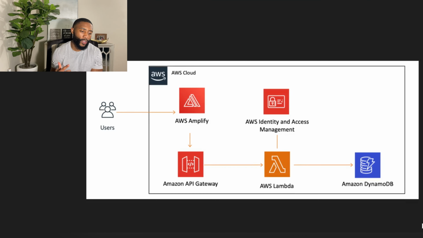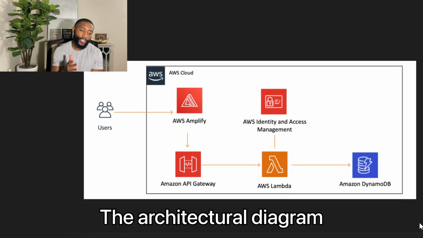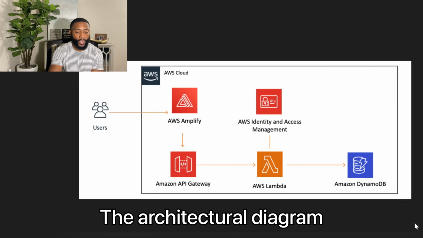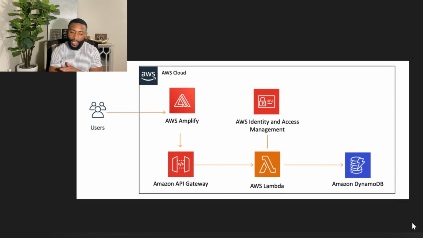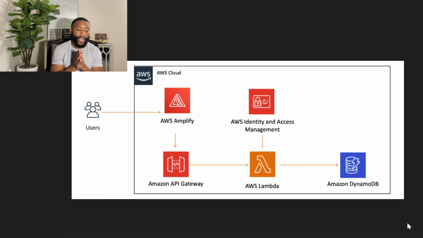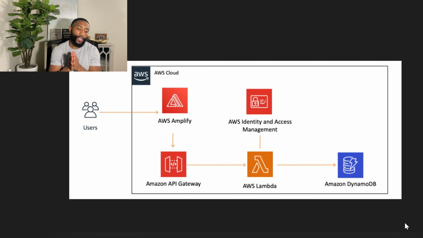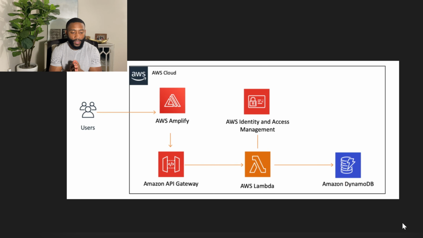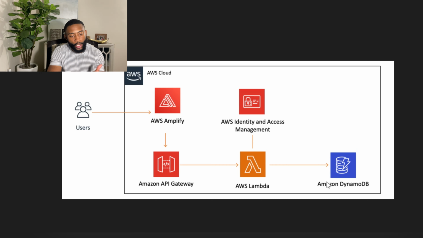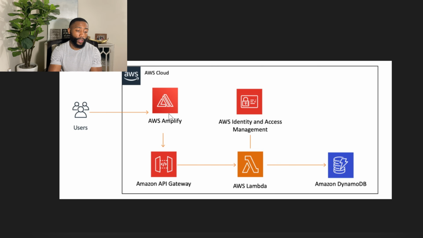All right, so the first thing I want to show you is the architectural diagram that we will use in order to build this very basic search engine, okay? As you can see, we're not using many services in the AWS console. We have AWS Amplify, Amazon API Gateway, AWS Identity and Access Management, AWS Lambda, and Amazon DynamoDB, okay? So I'm going to quickly go through it, and then we're going to jump into building this thing, right?